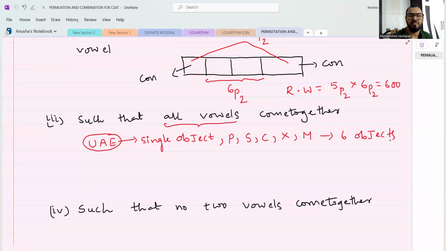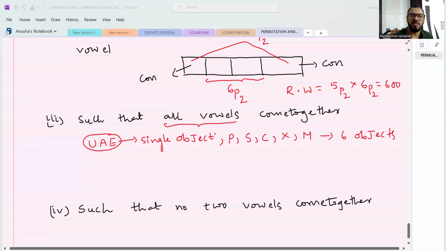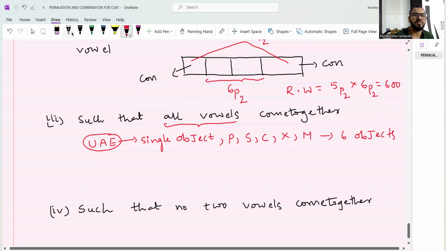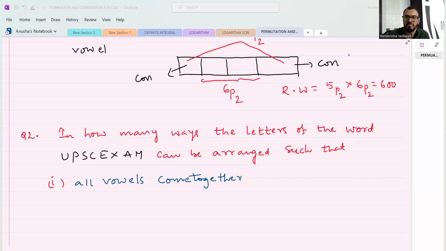All right, you see, we want that all vowels come together. Sorry, this question is wrong. I'm discarding this question. The way of asking the question is entirely different. So sorry for the first question. The third question I have interpreted in the wrong way.